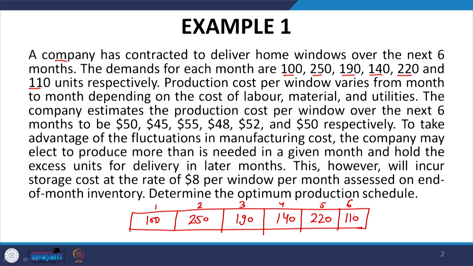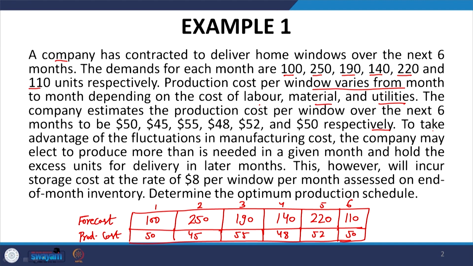Then the production cost per window varies from month to month depending on the cost of labor, material and utilities. So the production cost, this is the forecast, per window is given to us as $50, 45, 55, 48, 52 and $50 per window. That is the production cost. So this is the second data.